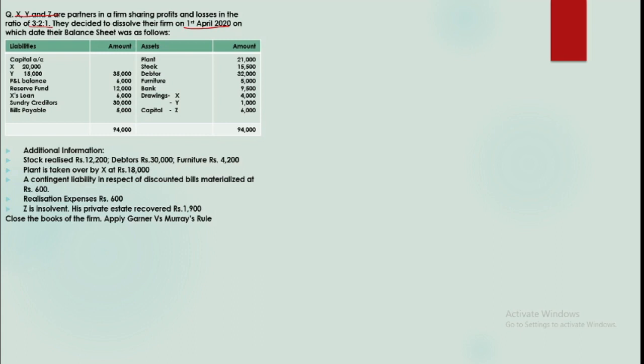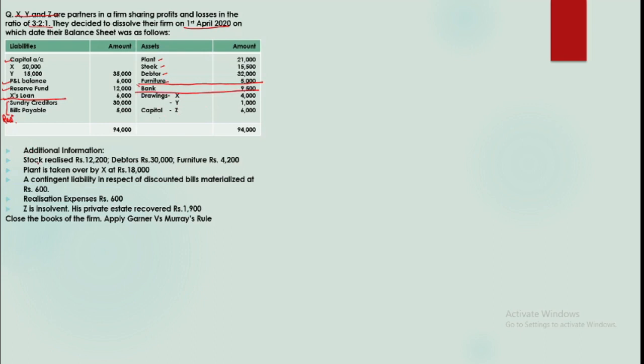So when we look at the liability side, capitals, P&L balance, reserve and X, these all amounts belong to partners, so this will go in partners' accounts, and creditors and bills payable will go in realization account. Herein you have plant, stock, debtors, furniture, so these will be sold out, so these will be recorded through realization. Bank is prepared separately, and then drawings and capital again will go in partners' accounts.